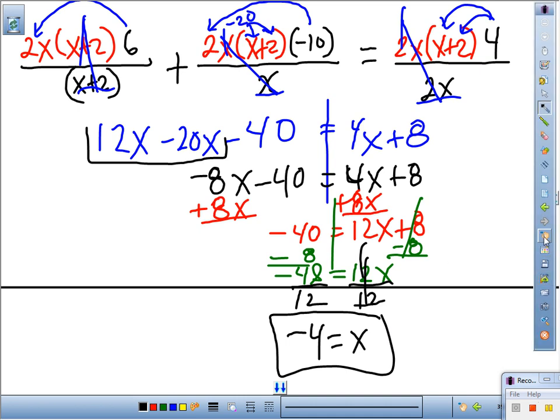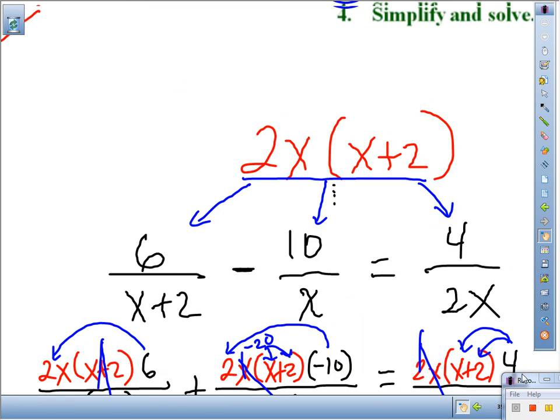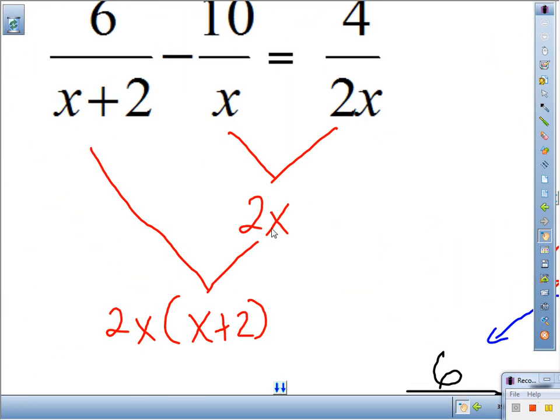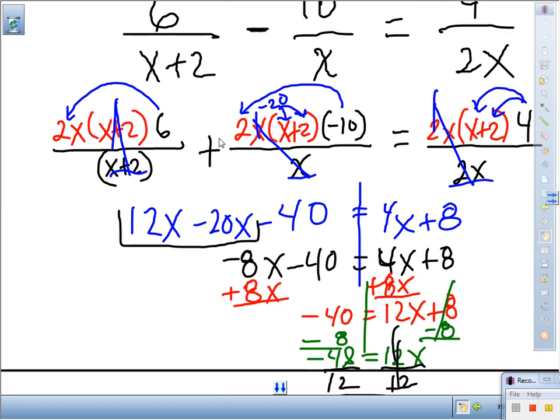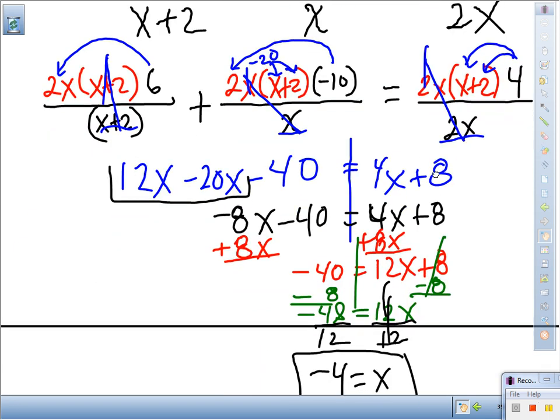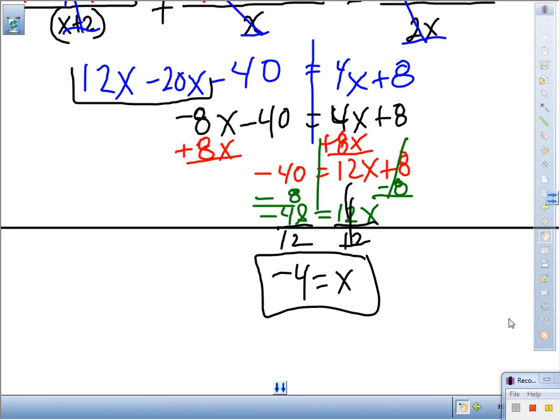So what's going to be our challenge, guys? I think our challenge will be to identify first what? The LCD. But the second challenge would be to make sure we remember to distribute that to all terms in the equation and then identify the giant ones. Okay? Let me zoom out.